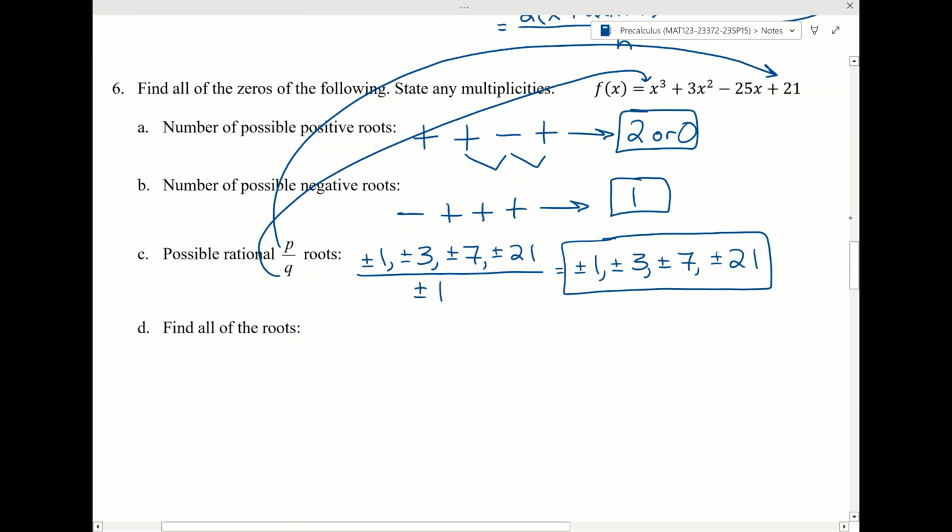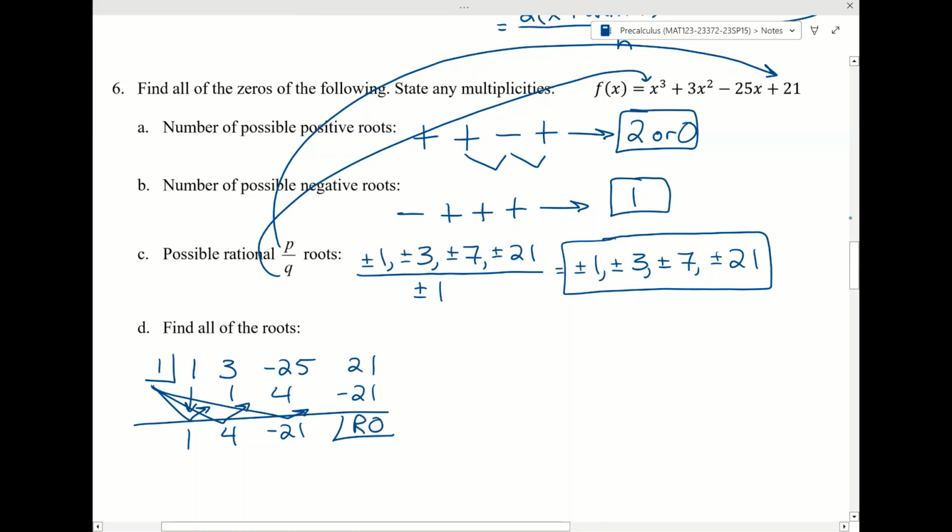And then when we go to find the roots, we're just going to do synthetic division until we get a remainder of 0. So if you start with 1, hopefully we get a remainder of 0. It's going to be 1, 3, negative 25, and 21. Remember, we add going up and down. 1 times 1 is 1, add the 3. 1 times 4 is 4, add the negative 25. 1 times negative 21 is negative 21. And it's a beautiful thing that we get a remainder of 0, which means one of the 3 roots is 1.